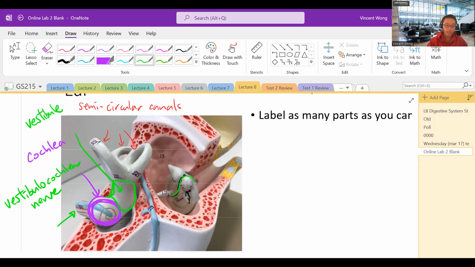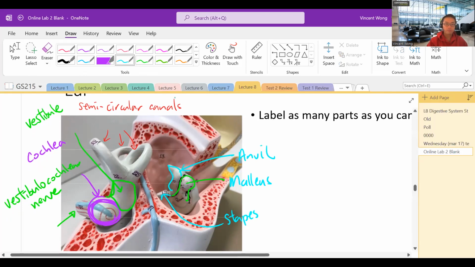You can see the hammer here again, the malleus. You can see the pointy thing here. That is the anvil. And you can see the stapes here as well.